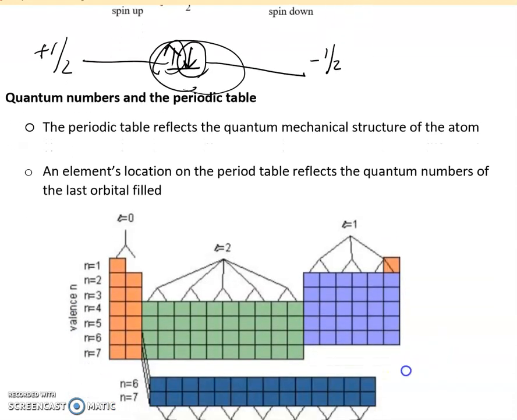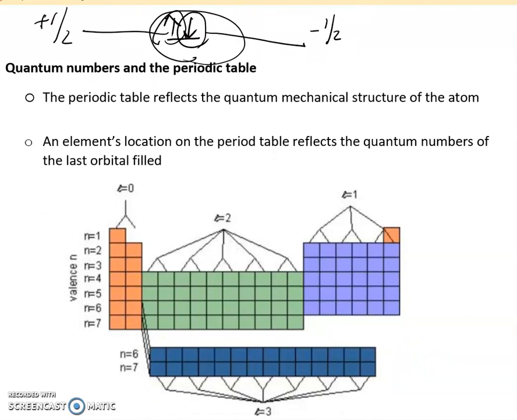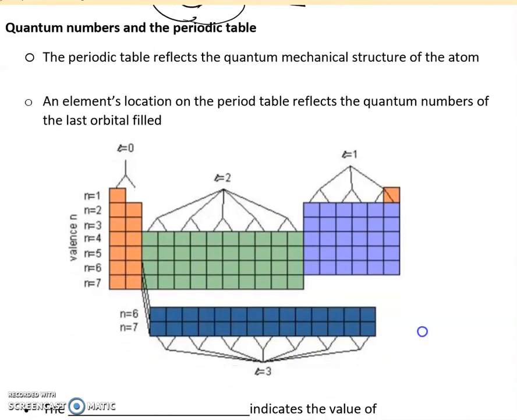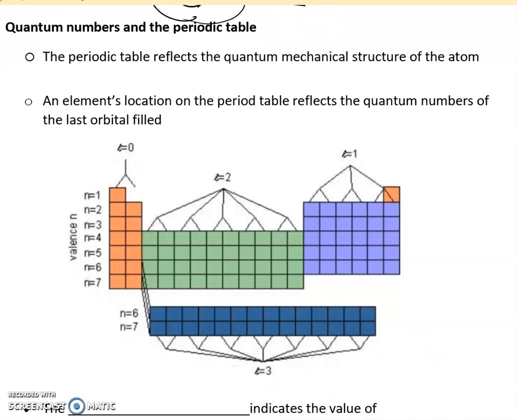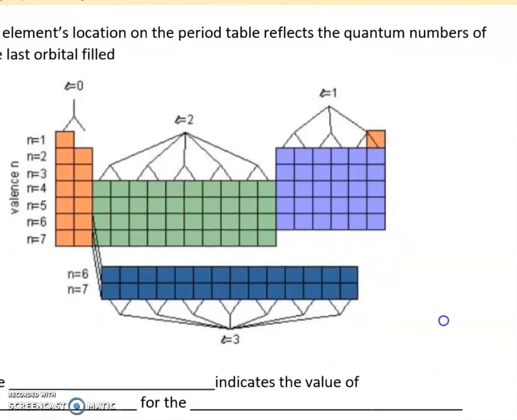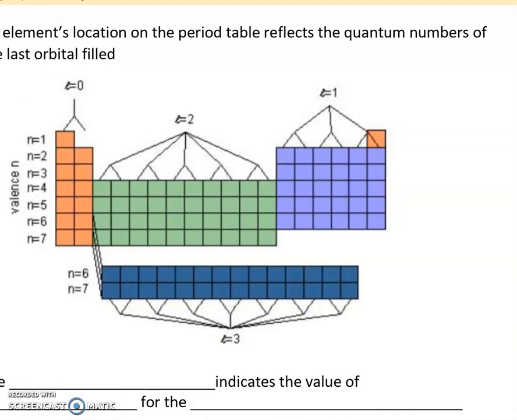So your periodic table will reflect the quantum mechanical structure of the atom. And each element's location reflects the quantum numbers of the last orbital that is being filled. So let's go over this. We know that n equals 1 starts here from when we did electron configuration. So here n equals 1 will be at the top. And as we go down, it goes 1, 2, 3, 4, 5, 6, 7.